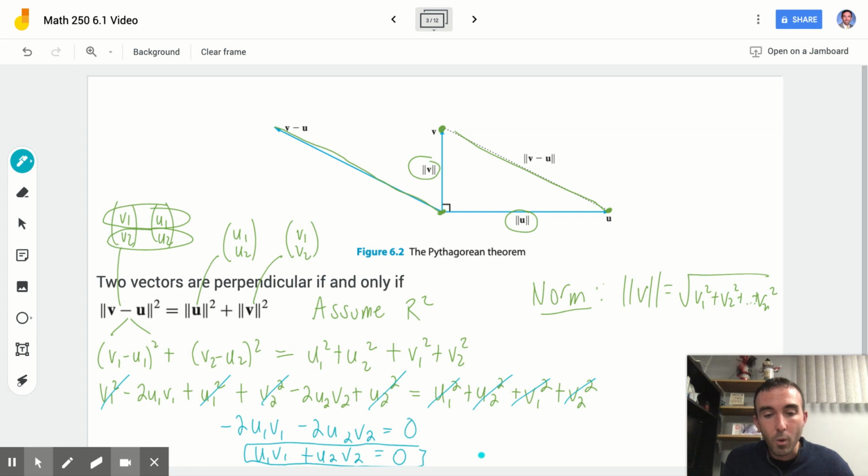Perhaps some of you have seen this before. This is called the dot product. And the dot product just means that if we take two vectors, u and v, so I'll have my components u1 and u2, and v1 and v2, I multiply the first components together and the second components together. If I add them up and I get out 0, that means that the vectors are perpendicular. So that's something that comes out of using the Pythagorean theorem in vector language.